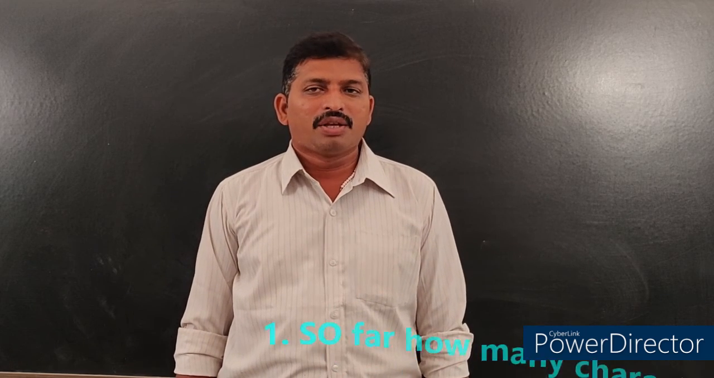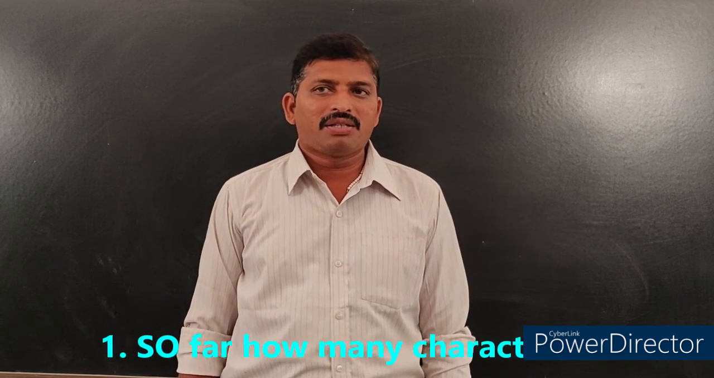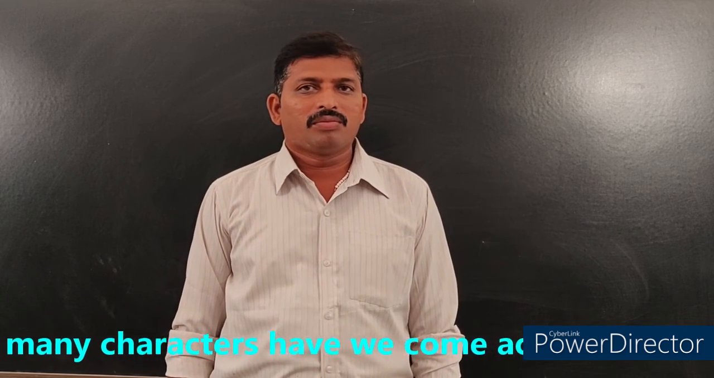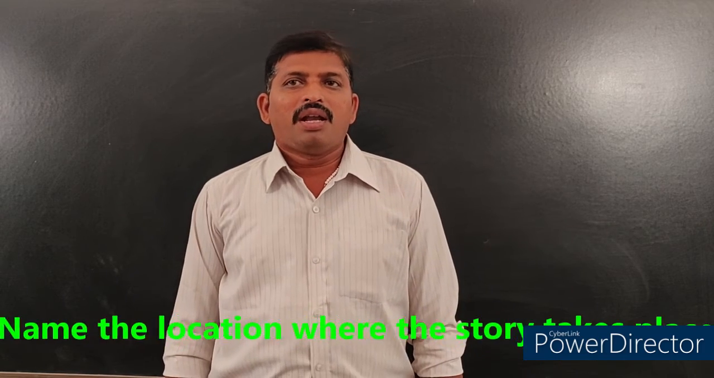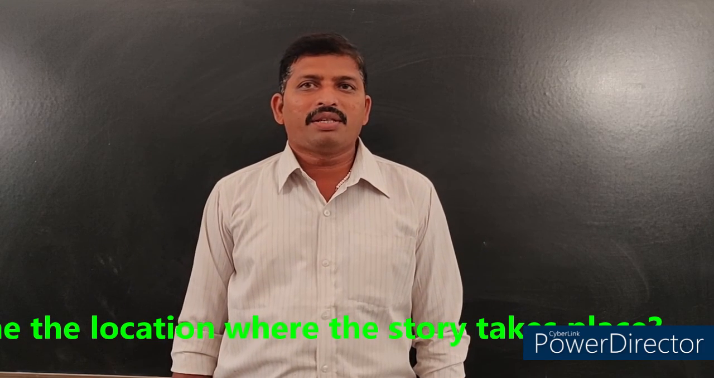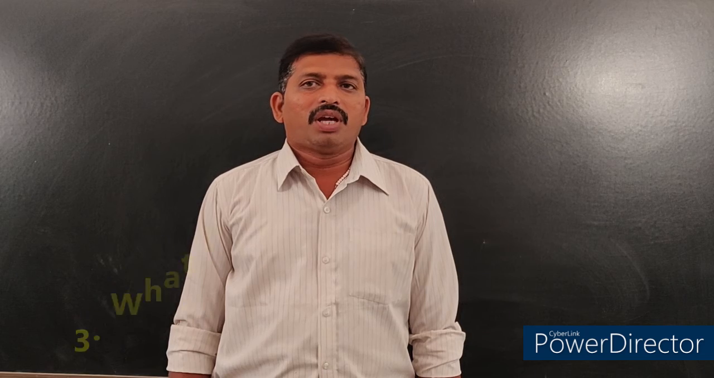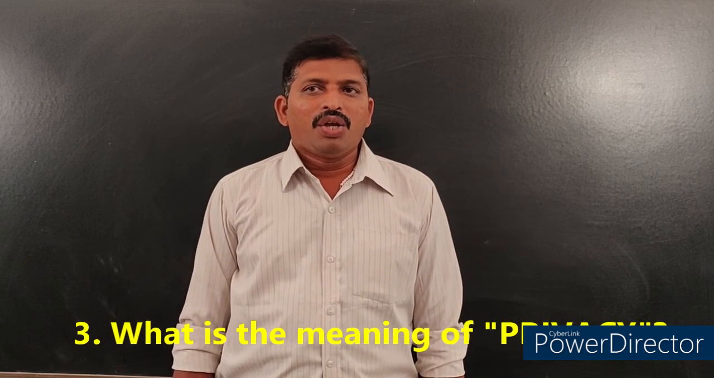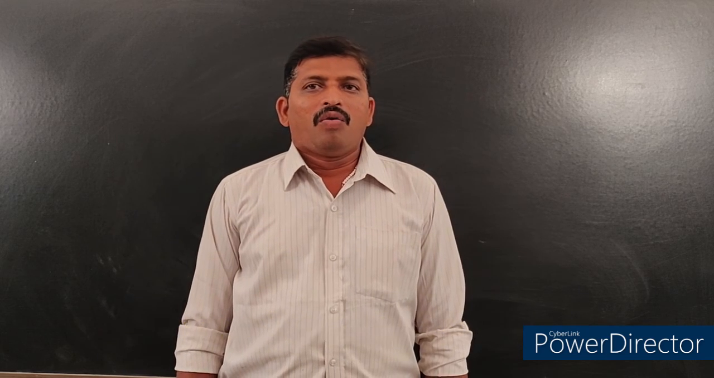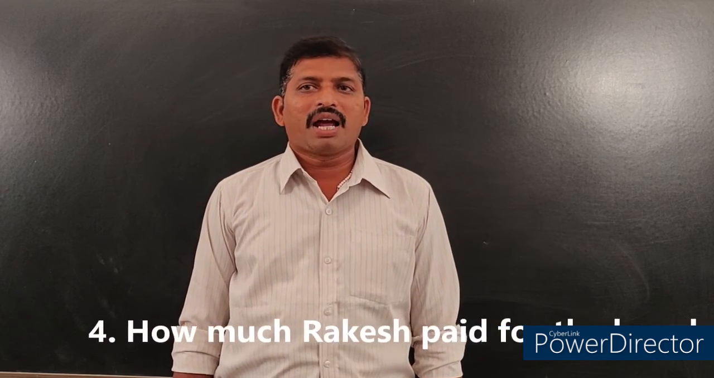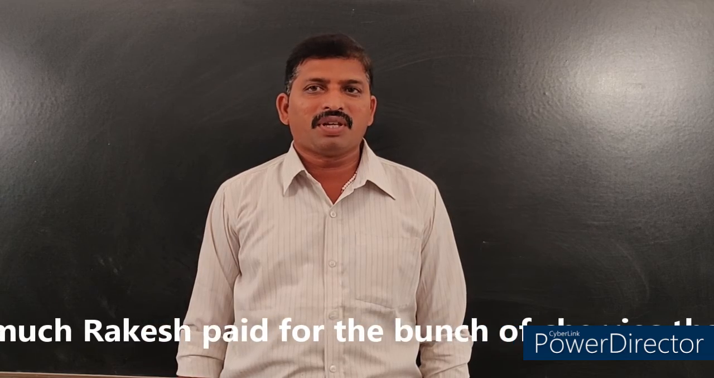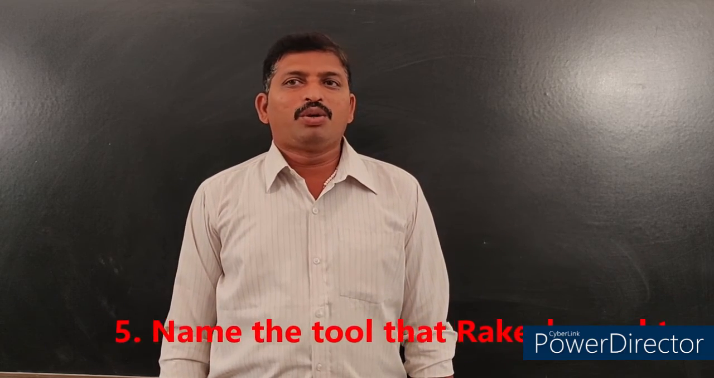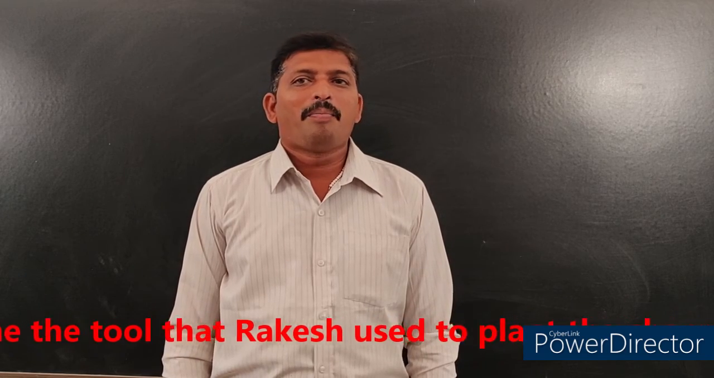My first question is, so far, how many characters we have come across in this lesson, The Cherry Tree? Second question is, name the location where the story is taking place. The third question is, what is the meaning of privacy in our lesson? Fourth question is, how much did Rakesh pay for that bunch of cherries that he bought? Fifth question is, name the tool that Rakesh used for planting the cherry seed.